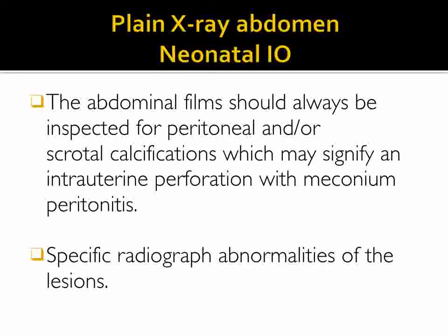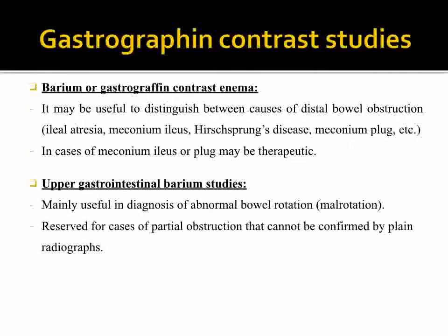Sometimes we cannot define the level or the cause of obstruction from the plain X-ray, and in that condition we have to do a contrast study. A contrast study means we give a material that can outline the small intestine. If we give it from below, from the rectum, it is called gastrographine enema, and if it is given from above, it is called upper GIT series: gastrographine swallow, meal, and follow through. Gastrographine swallow is for the esophagus, meal for the stomach, and follow through for the whole of the intestine.